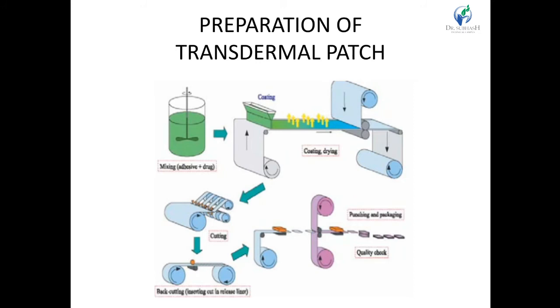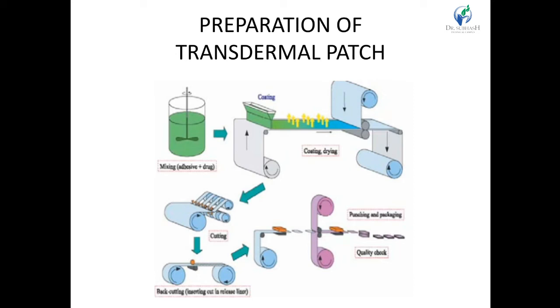So here is the diagram of the process for the preparation of transdermal patch. The initial step is the blending, the mixing of the drug with the polymer matrix or the adhesive materials. So we have to prepare the drug suspension or solution by mixing the drug with the polymers. Then we have to go for spreading it out in the spreader, and then we have to coat. Then we go for the drying, the evaporation of the solvent.